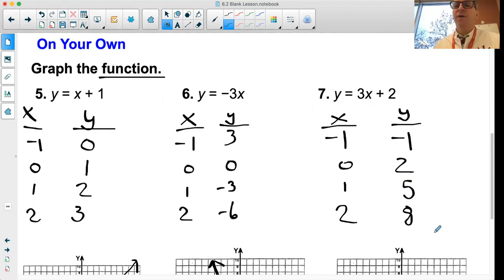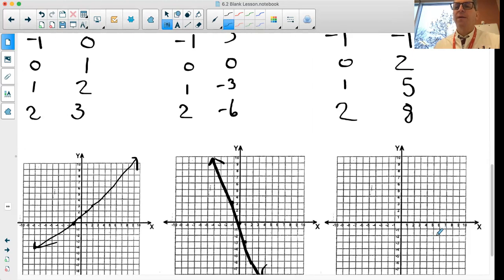And those would be your ordered pairs. Negative 1, negative 1. 0, positive 2. 1, positive 5. And 2, positive 8. And it's a line going right like this. And that would be the graph of the function y equals 3x plus 2. So this should not be anything really new, good review, but we're throwing in the word function in this section.